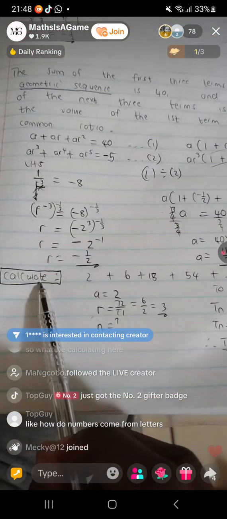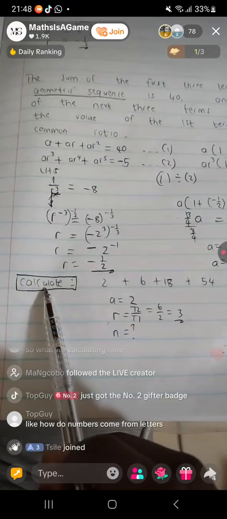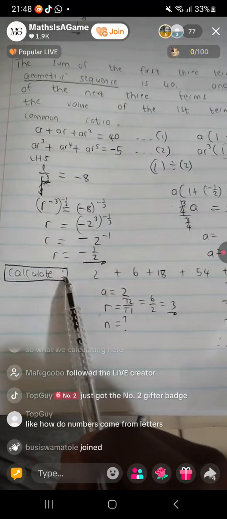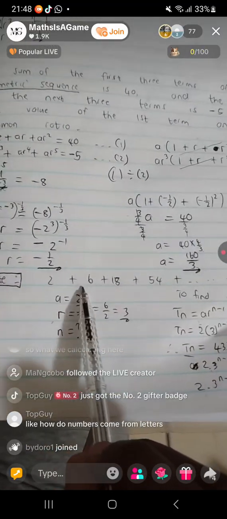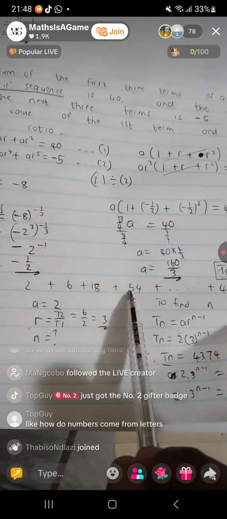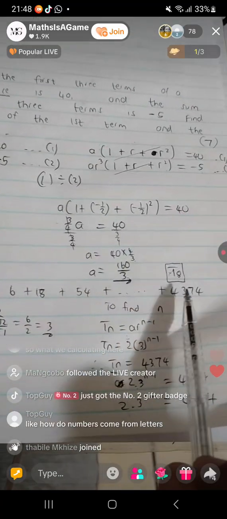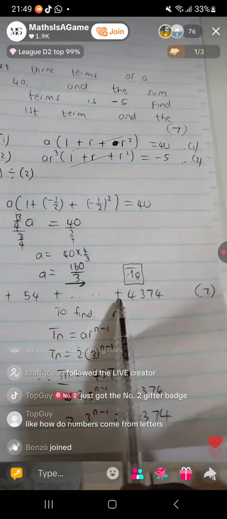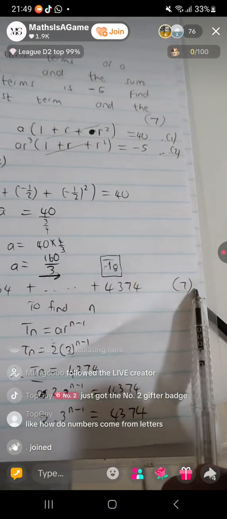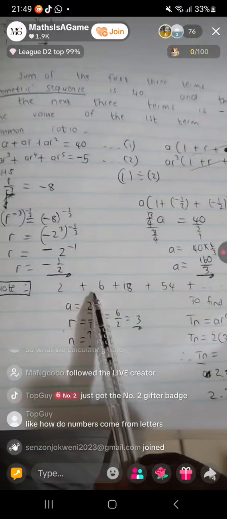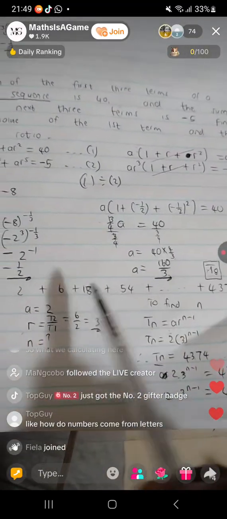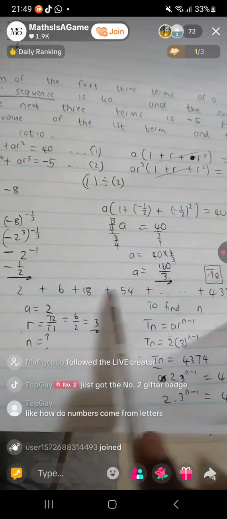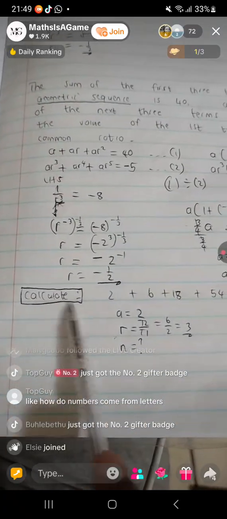The question simply said, calculate 2 plus 6 plus 18 plus 54 plus ... plus the last term was 4,374. For how many marks? For 7 marks. So what we saw first and foremost is, okay, we asked ourselves, what is this? Because they just want us to calculate it.